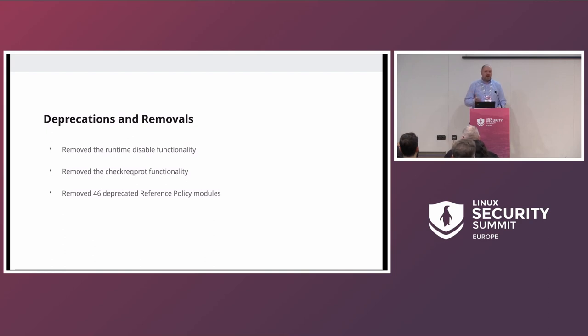Checkreqprot was something that we added ages ago to work around some weirdness with libc and some systems. Nobody's really used this in probably well over a decade at this point, so we went through the deprecation process and this is gone. This basically affects mmap protections. It was what the application was actually requesting versus what was actually applied by the kernel. Like I said, for some systems there was a delta there, which was a bit odd. So we wanted to get rid of that so that now we're always applying policy based on what the actual protections are that are requested and applied in the kernel.